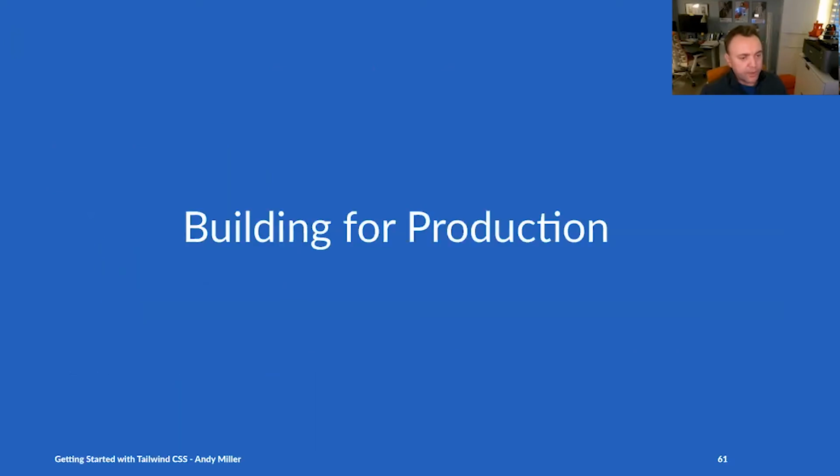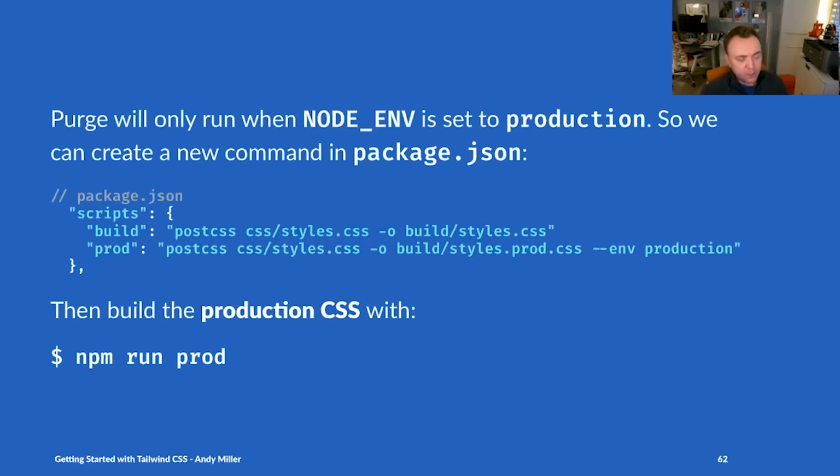For that purge to work, you have to build for production. To build for production with Tailwind, the way it works is it uses the NODE_ENV environment variable, and that needs to be set to production. The easiest way that I recommend to do this is to create a new build script. So in this case, below the build that we had originally, we've added a prod script.